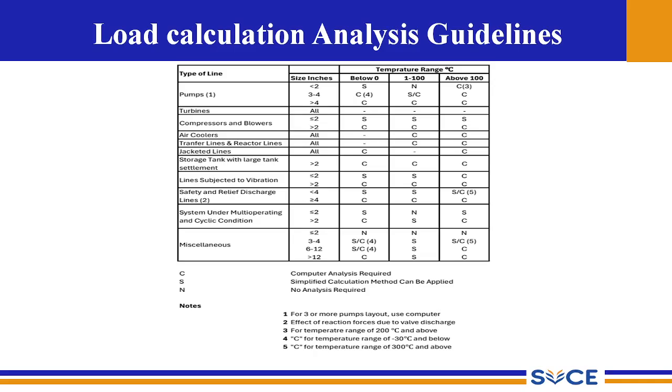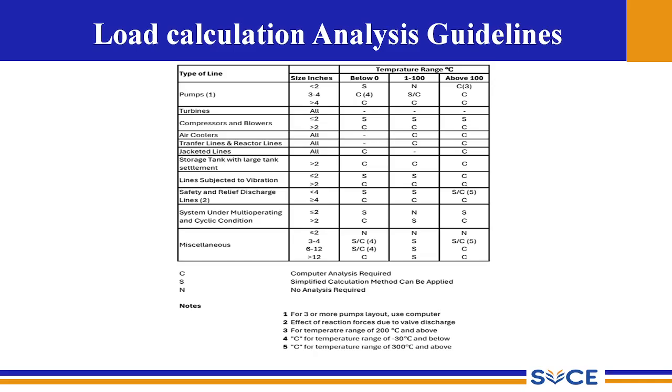Then in the case of 1 to 100, no analysis might be required, and above 100, if we look at the 200 degrees centigrade or above, then we need to go for computer based analysis. Then in the case of 3 to 4 inches below 0 degrees, we have to go for computer based analysis for a temperature range of minus 30 degrees centigrade and below. Then in the range of 1 to 100 degrees, we may go for simplified calculation methods or computer based analysis, and above 100 degrees we should go for computer based analysis.